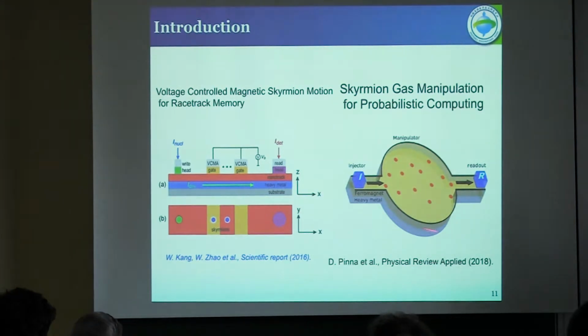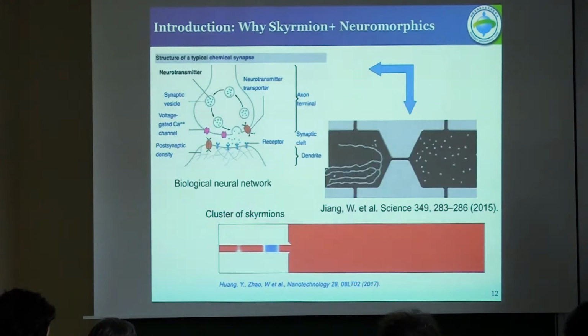There is also some proposal, like Daniel proposing probabilistic computing. Based on this particle-like behavior, a number of new computing schemes can be explored, because the advantage of Skyrmion is that it is the only particle-like information carrier up to now. So that's why it's very interesting.